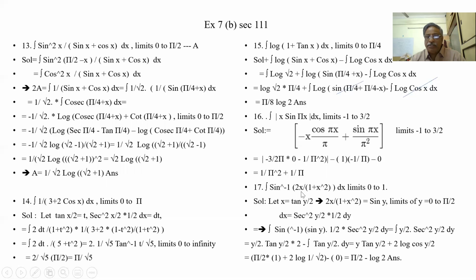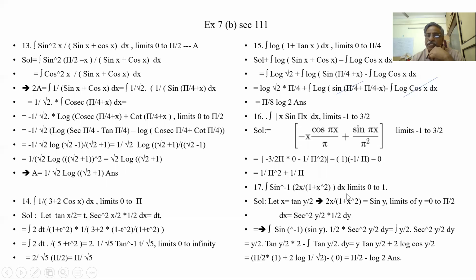Integral of sin inverse of 2x by 1 plus x square. You simply say 2x by 1 plus x square. 2t by 1 plus t square is sin theta, that is, 2 tan x by 2 by 1 plus tan square x by 2 is sin theta. So we can use that here when x is equal to tan y by 2. So this whole thing becomes sin y. So sin inverse sin y is equal to y.